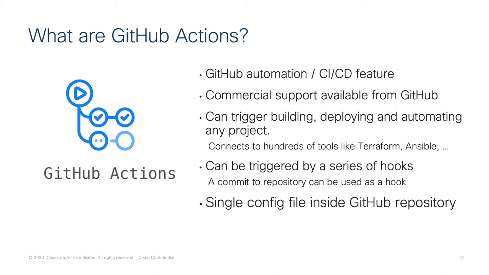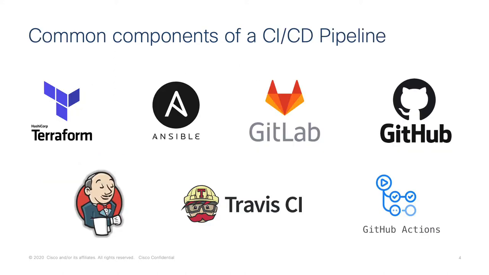GitHub Actions is very simple to use because you don't have to install any software. It is included as part of the GitHub website. So if you're already using GitHub as your source code repository, it is very easy to put GitHub Actions in place. All of the elements we have seen up till now are part of the CI/CD pipelines classic set of tools.